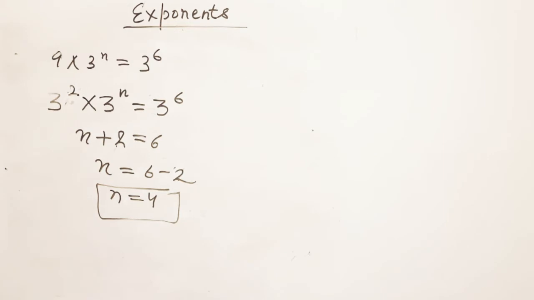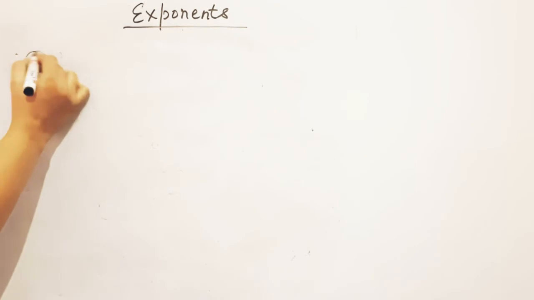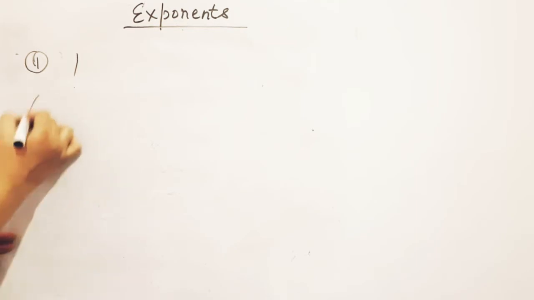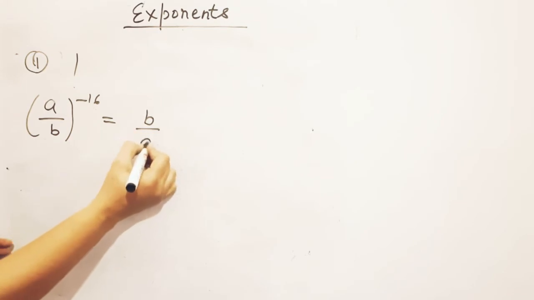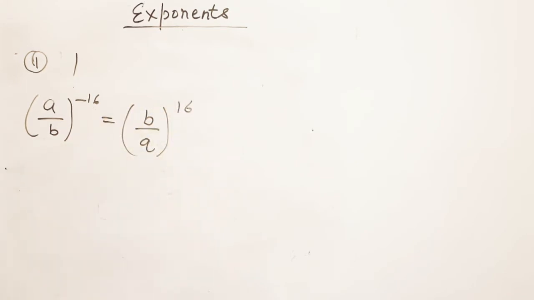Now coming to the second option, 8 to the power of 0. I have already told you anything to the power of 0 is equals to what? किसी की भी power 0 अगर होती है तो what is the answer? The answer is 1. Now coming to the third option, a upon b to the power of minus 16. A upon b to the power of minus 16 means you have to take the inverse of a upon b. So it will be b upon a to the power of 16.